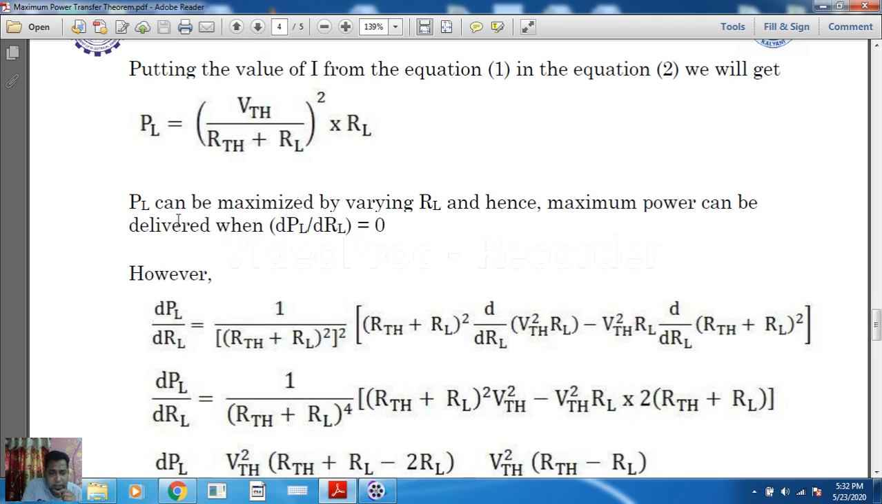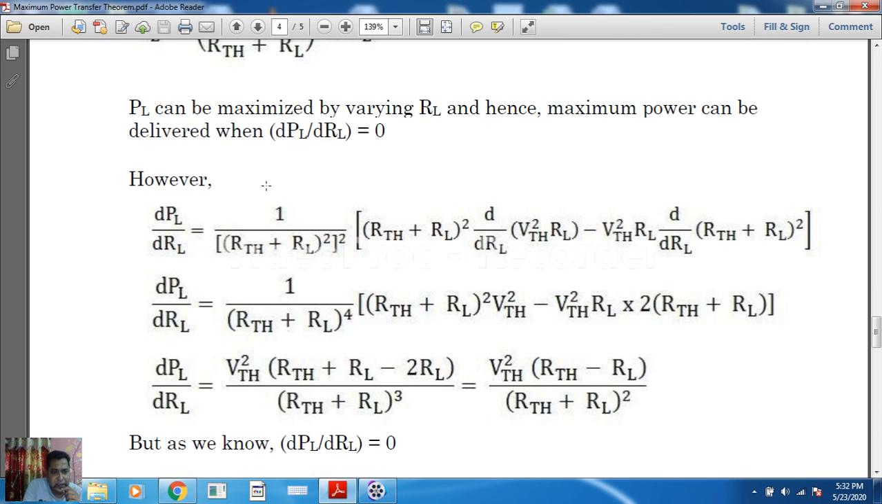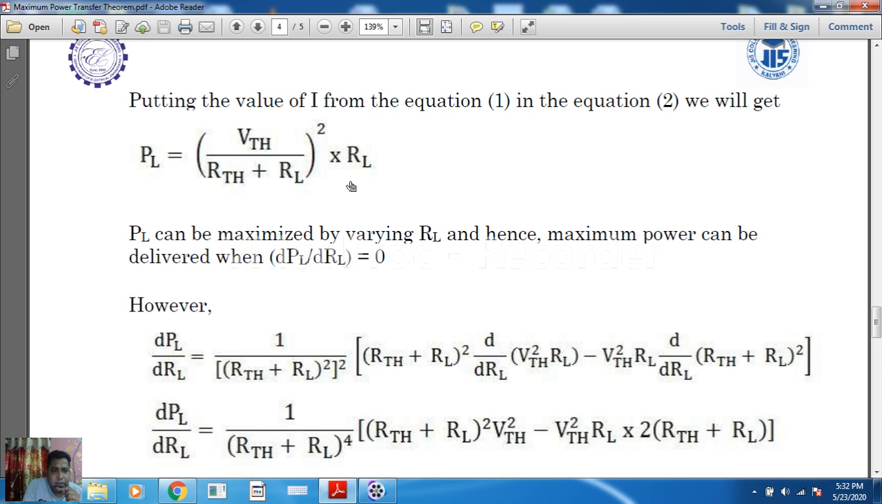So PL can be maximized by varying RL, and hence maximum power can be delivered when dPL by dRL is equal to 0. So now we are going to do that and find out the result. We have done that. In the upper section we have VTH square into RL, and in the lower section we have RTH plus RL the whole square.